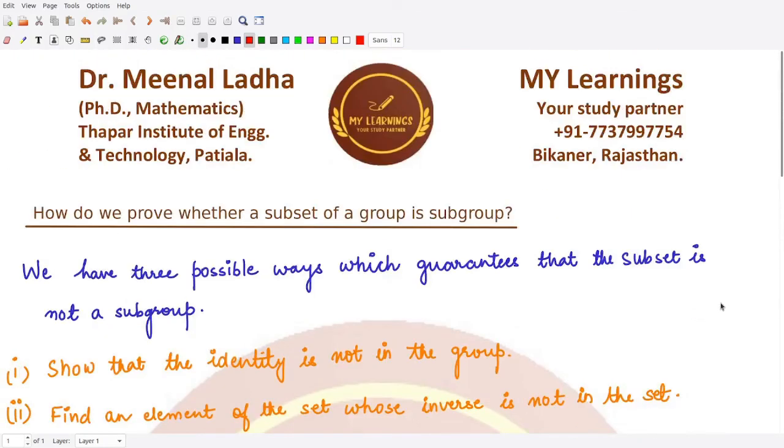So I hope you understood this property, that is, how we may prove that a subset is not a subgroup.